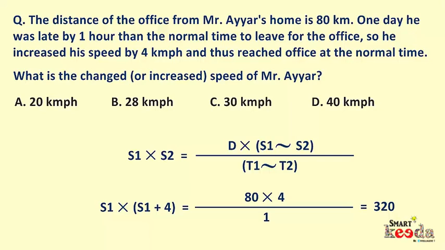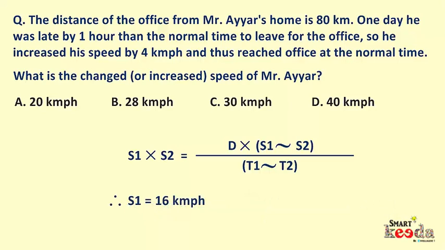Here we need not necessarily solve the quadratic equation. We can just try and find two factors of 320 in such a way that one factor must be greater than the other by 4. So the possible factors are 16 and 20, and thus we can mark S1 as 16 km per hour and S2, which is the increased speed, as 20 km per hour, which is the correct answer. So wasn't it simple? I hope it was.